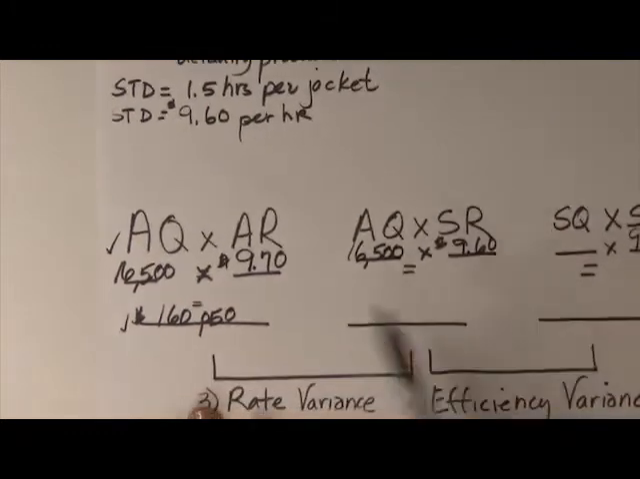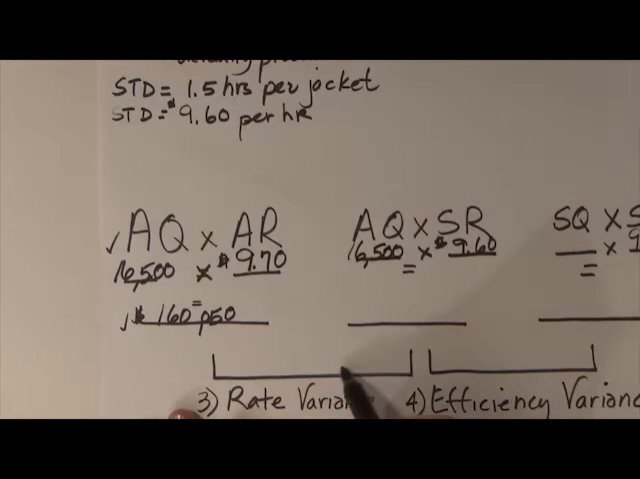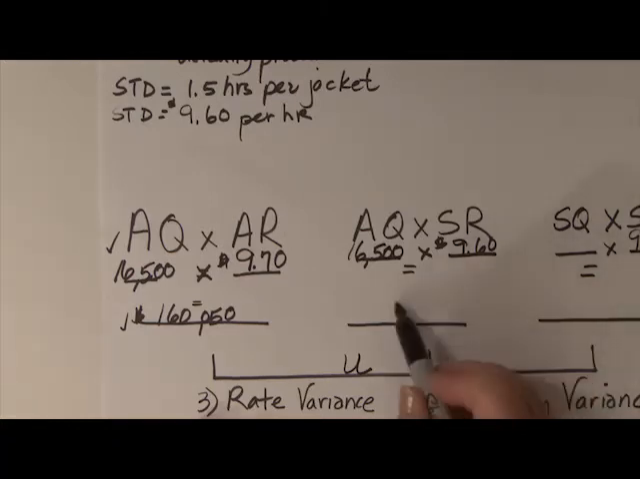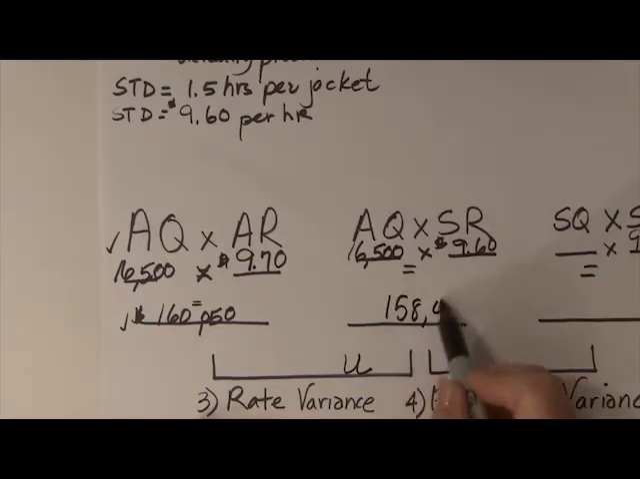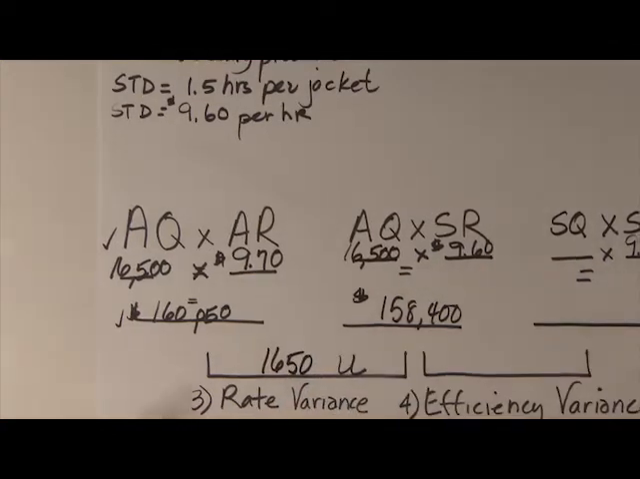And so when we look between these two, we're looking at the different rate. The rate was higher than we planned, so it's going to be unfavorable. When we do this, we get $158,400. So we can determine that there was a variance here of $1,650 unfavorable.